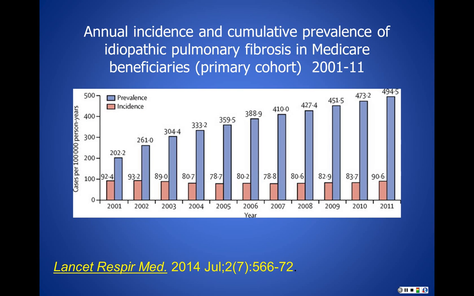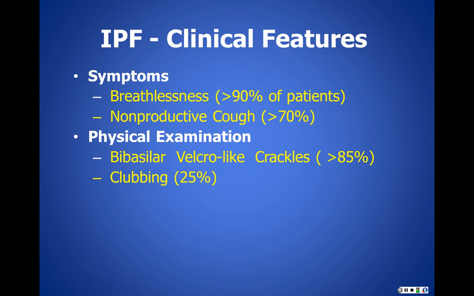This is the slide I want to show you. Annual incidence and cumulative prevalence in Medicare beneficiaries from 2001 to 2011. The prevalence is going up, so is the incidence. And do you know how much it costs Medicare? It costs about $2 billion. But we still do not have any policies to manage IPF.